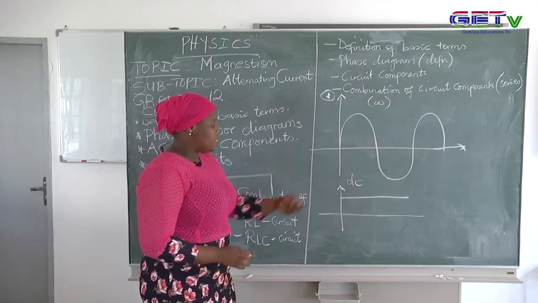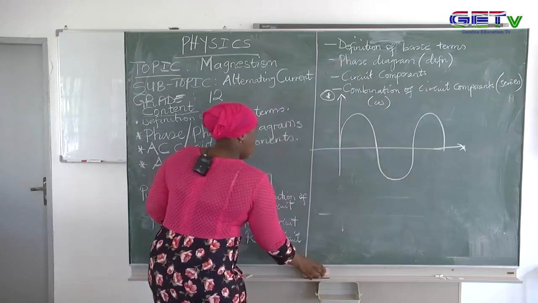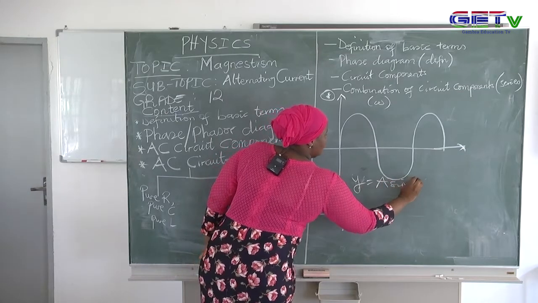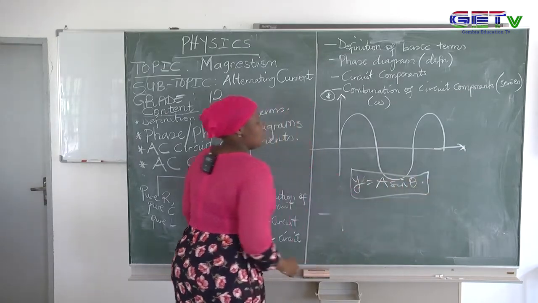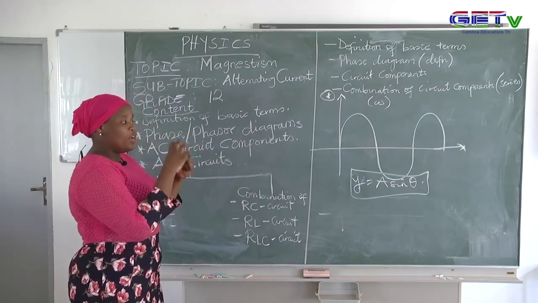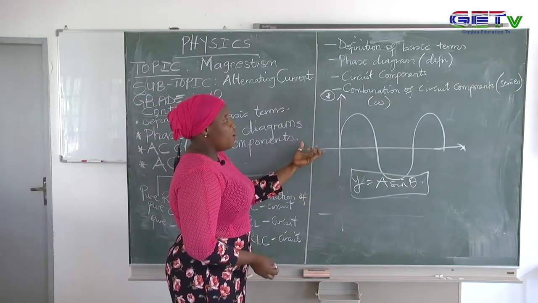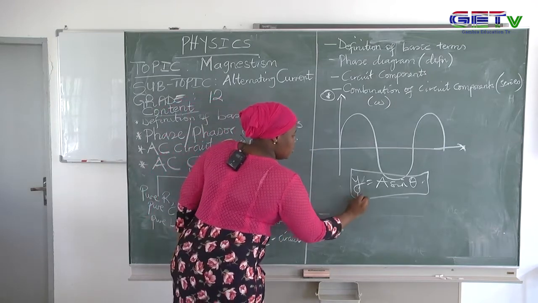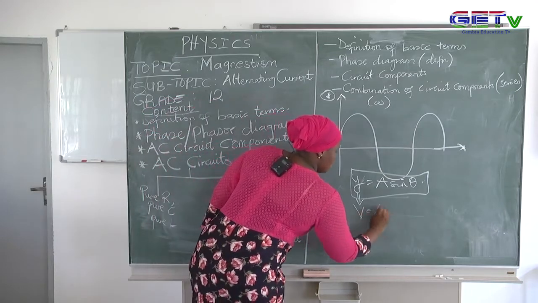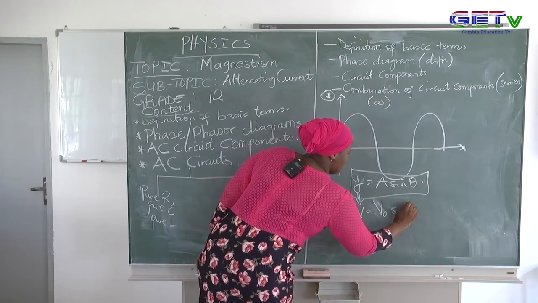Now, if you look at this graph, it resembles that of a sine curve, and all sine curves are guided by this general equation, y equals A sine theta. I believe you recall this equation when you studied uniform circular motion, or simple harmonic motion. All periodic motions are guided by this general equation. But since we are dealing with AC, the y-axis will be replaced with the voltage, or the current, and A will also be substituted as V naught, and this gives us V naught sine theta.